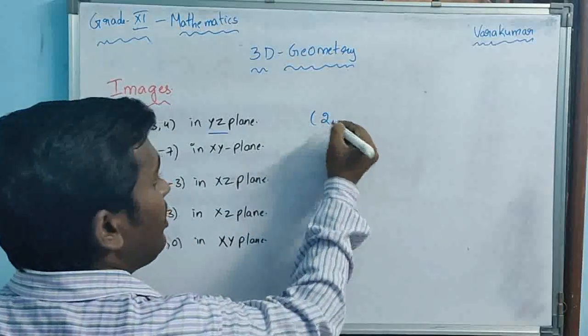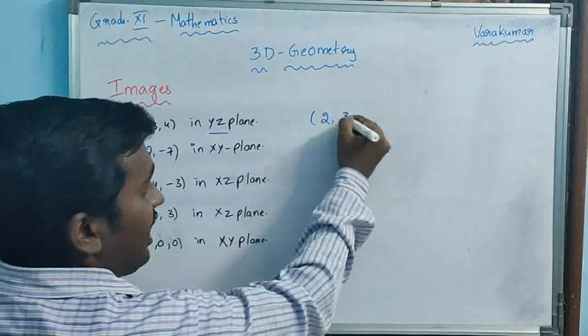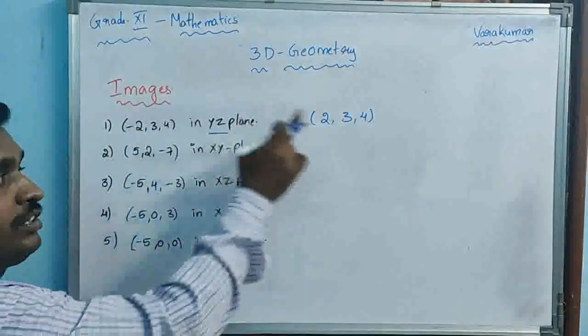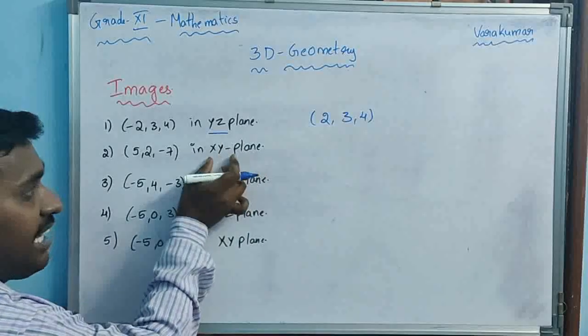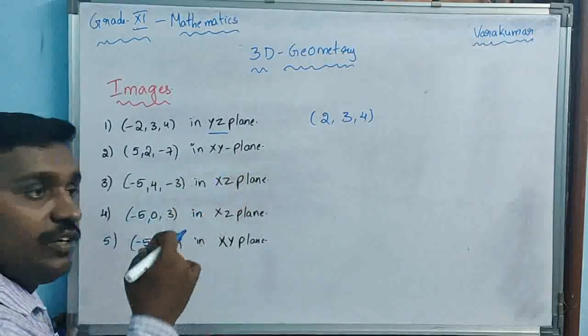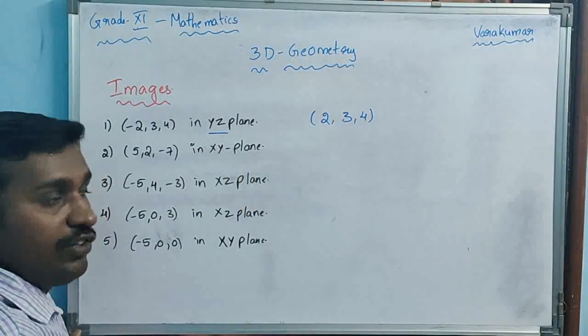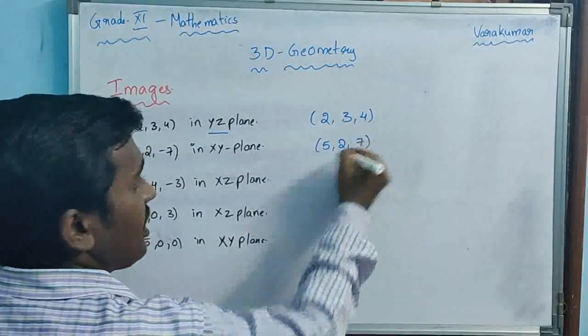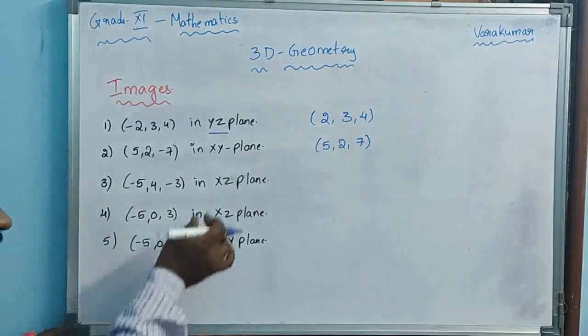So the image will be in the yz plane. The y value and z value will not change. Only the x value needs to be changed. So the answer here is minus 2, so plus 2. Then he said the xy plane. Xy plane means we have to change the z value alone. So then 5, 2, 7.